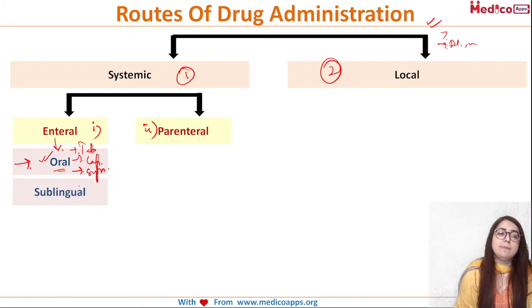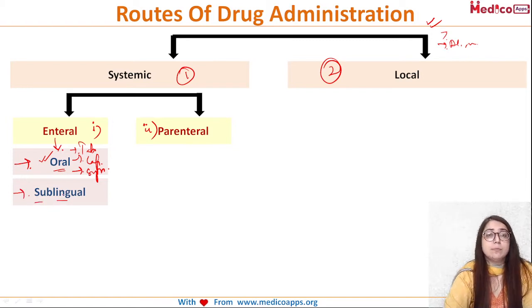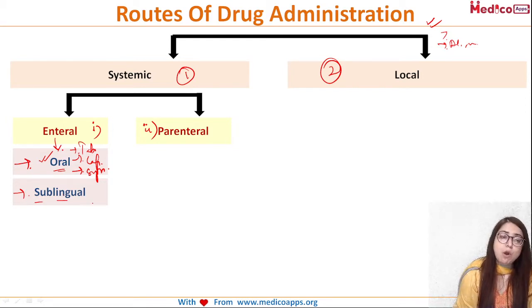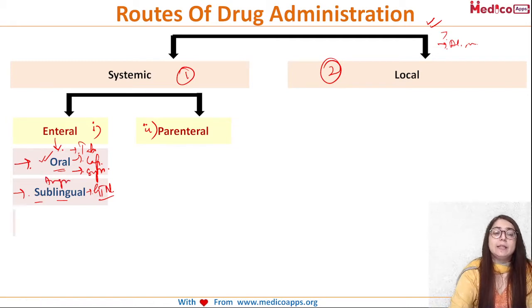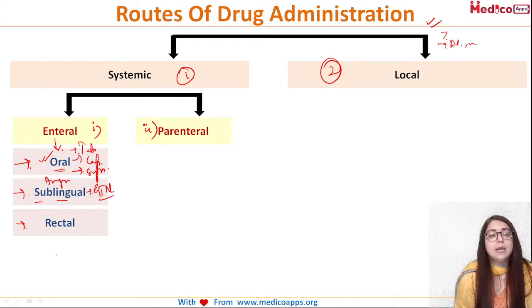Then second is sublingual. By sublingual I mean that you are supposed to put the drug below the tongue. The most common drug which we give through sublingual route is GTN, that is glyceryl trinitrate. It is given in cases of angina. Then third is rectal route. So suppositories are given through the rectal route.